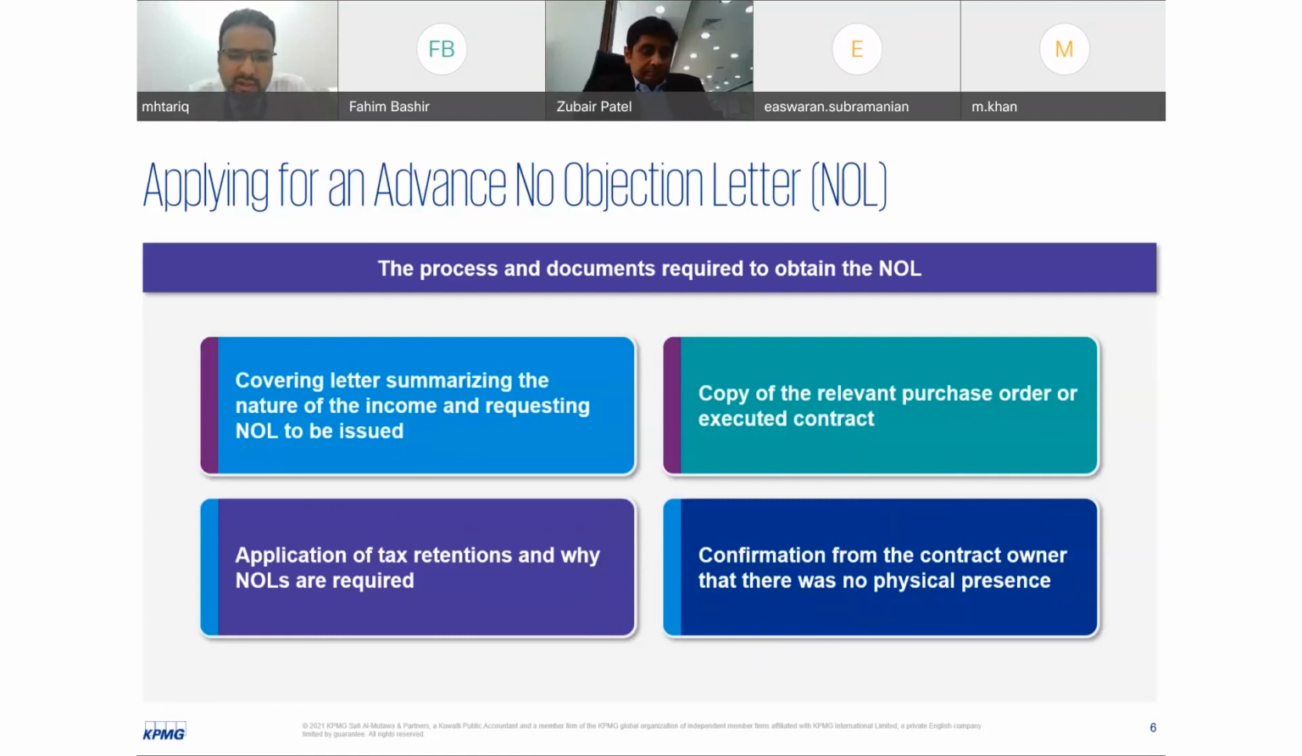We have another question here. Payments from government bodies are exempted from 5% tax retention rule.